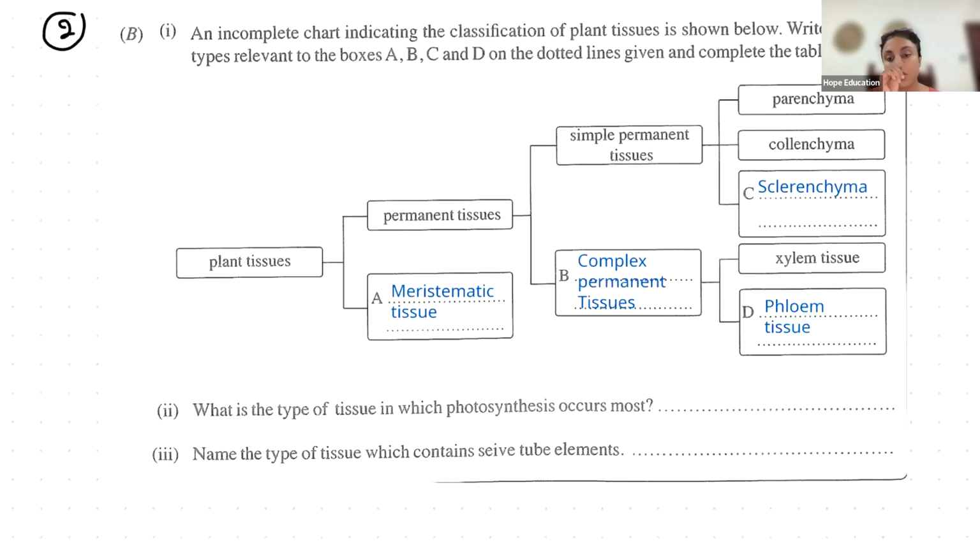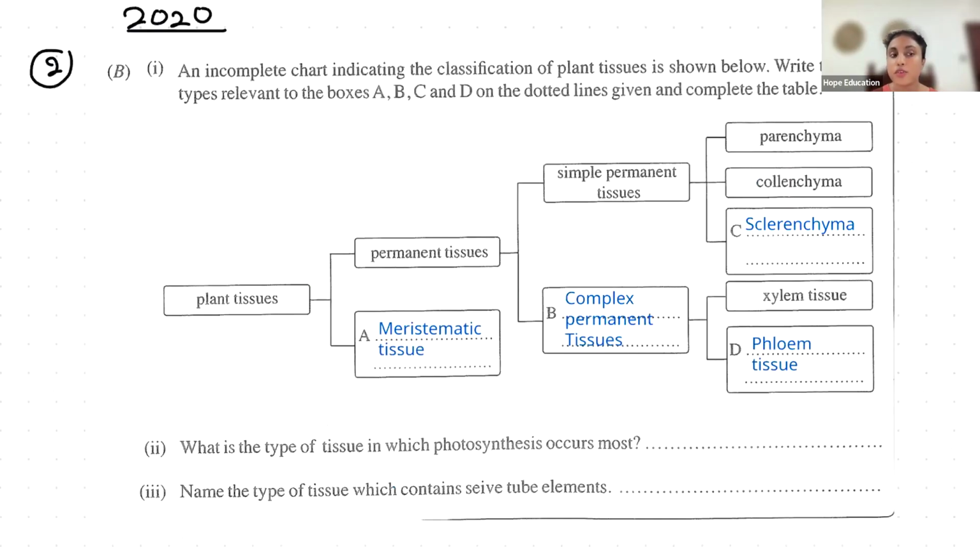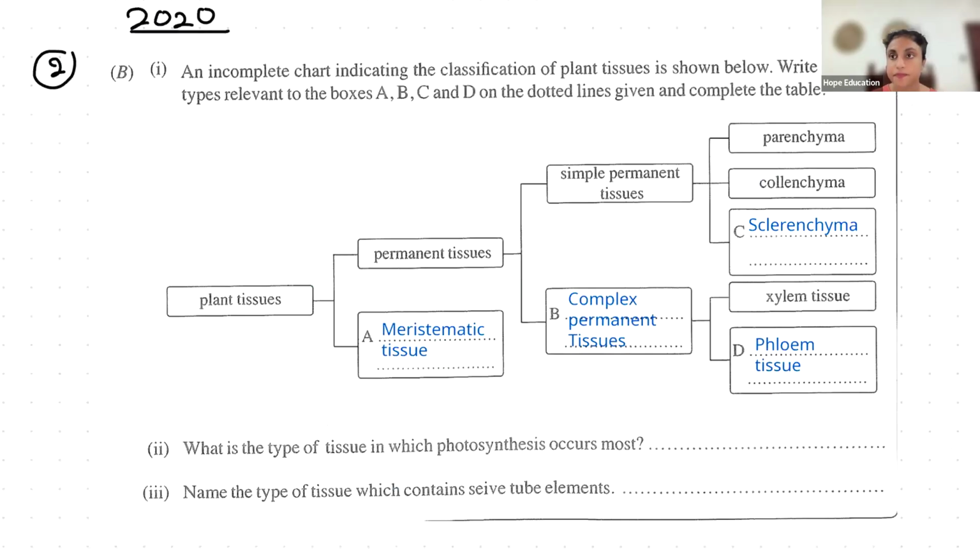Roman number 2. What is the type of tissue in which photosynthesis occurs most? Parenchyma. That goes without saying. Not in meristematic, because their main function is just actively dividing using mitosis. They don't even have chloroplasts.